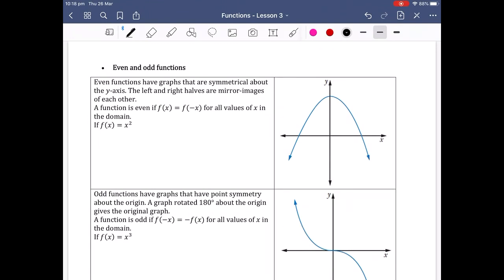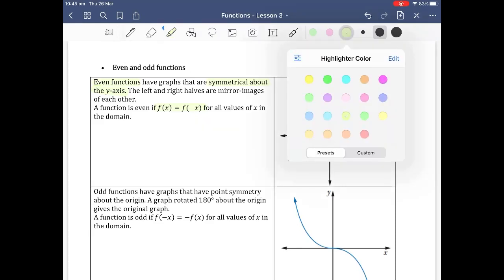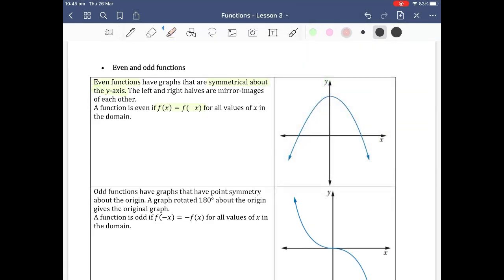Okay, so even and odd functions. We have even functions, which have graphs that are symmetrical about the y-axis. So that means the left and right halves are mirror images of each other. A function is even if f(x) equals f(negative x) for all values of x in the domain.